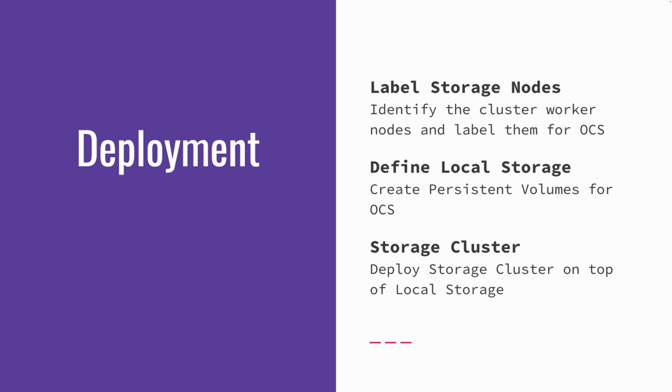So the steps involved in this particular case is to label the storage nodes first of all, and then you have to implement what is called the local storage operator, and then create the local volume objects or local volume set objects that in turn will create the persistent volumes out of the local storage attached to the worker nodes. And then you go and create the storage cluster. So we're going to see the exact steps needed with examples to accomplish all these three things.